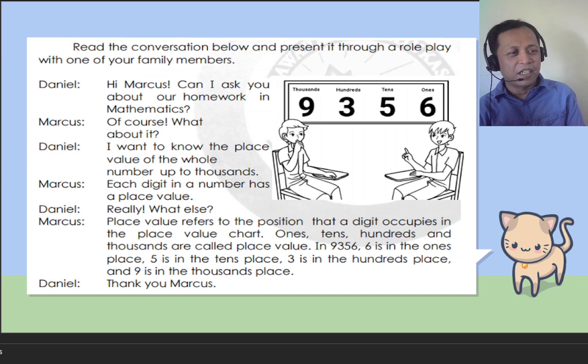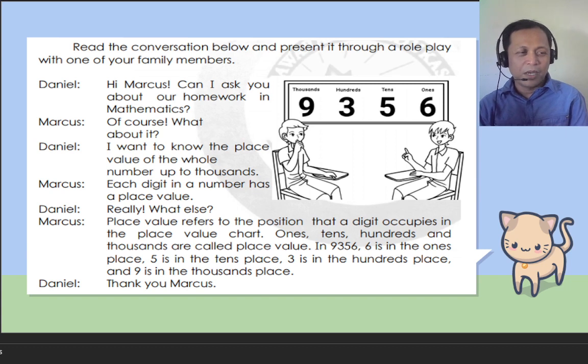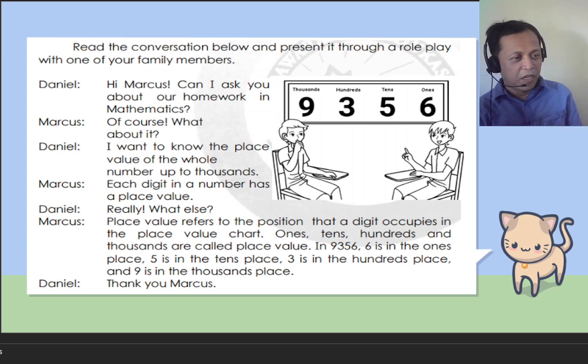Daniel said, "Hey Marcus, can I ask you about our homework in mathematics?" Marcus replied, "Of course, what about it?" Daniel said, "I want to know the place value of the whole number up to thousands." Marcus answered, "Each digit in a number has a place value." Daniel replied, "Really? What else?" Marcus answered, "Place value refers to the position that a digit occupies in the place value chart. Ones, tens, hundreds, and thousands are called place value.